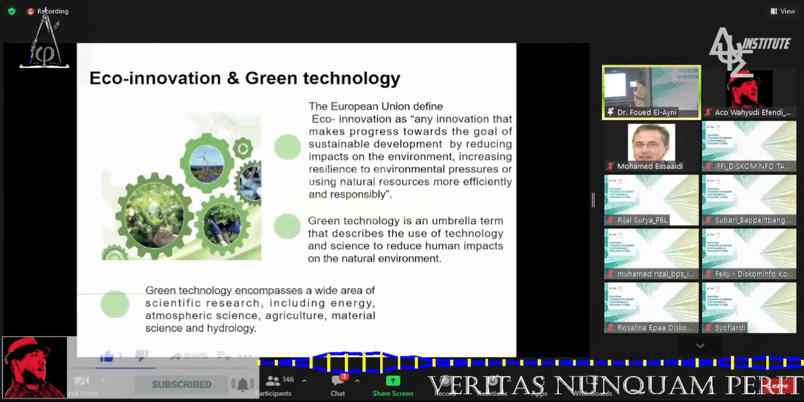So eco-innovation and green technology, this is the main tool and the main means. We need to use innovative technology, emerging technologies. We can use space technology, artificial intelligence, deep learning. All this technology should be used to shift to more eco-innovative, green technology, and to a more sustainable environment. So can you go to the next?